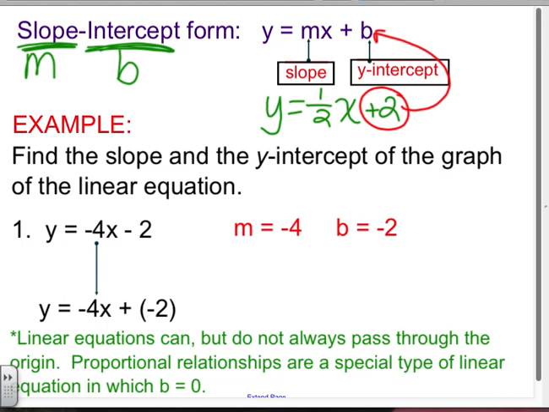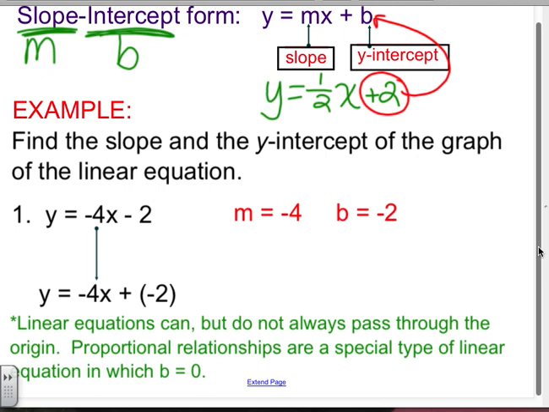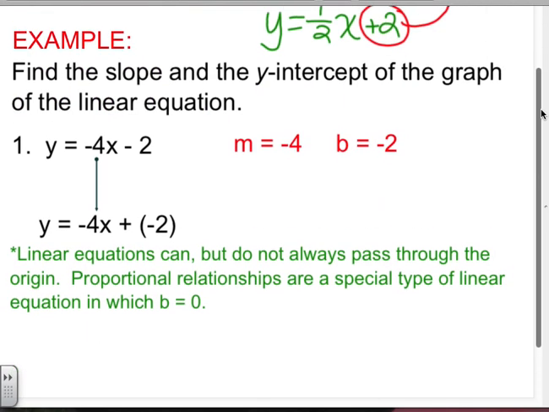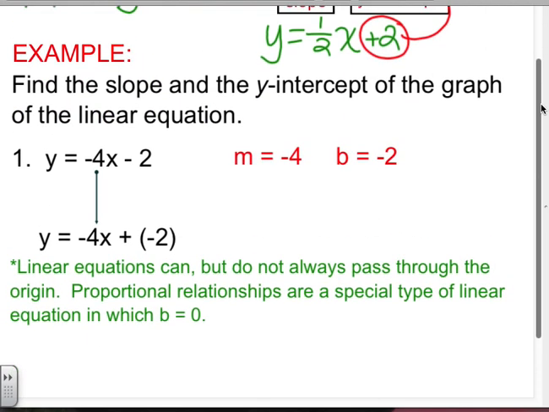Okay? Got all that? Let's see. Where do we go from here? Find the slope and the y-intercept of the graph of the linear equation. Well, you know what? This isn't even graphed. This is just the equation version. So if we're looking at number 1 here, it's written y equals negative 4x minus 2. So I'm looking at this equation right here. That's a nice linear equation.